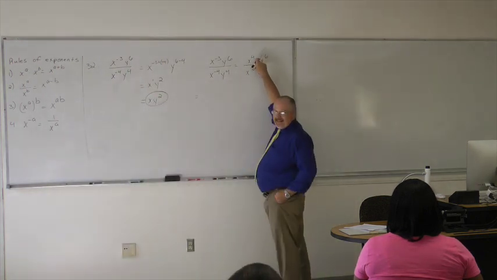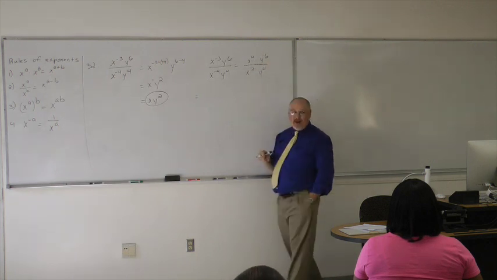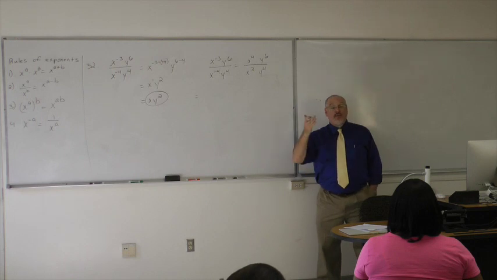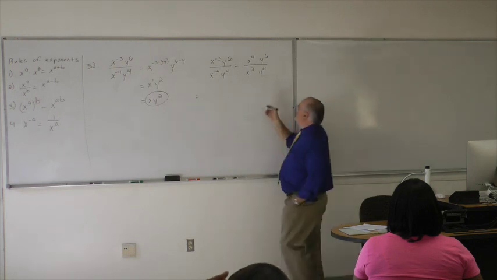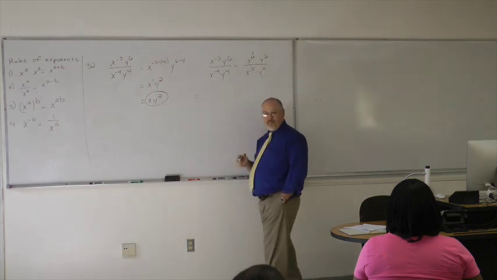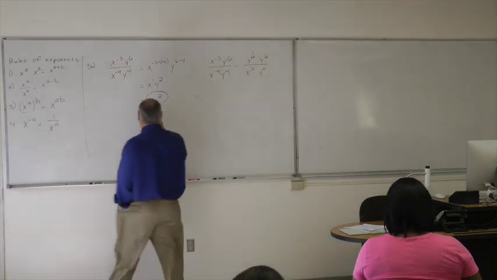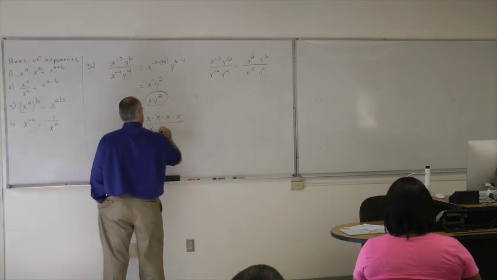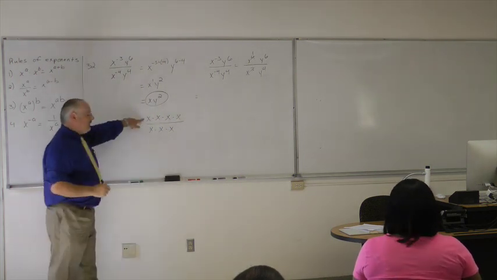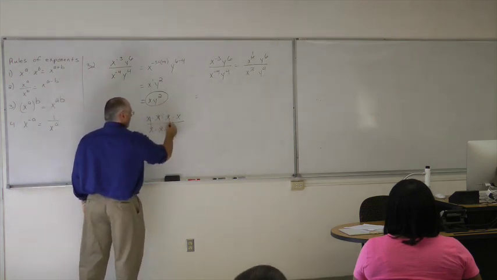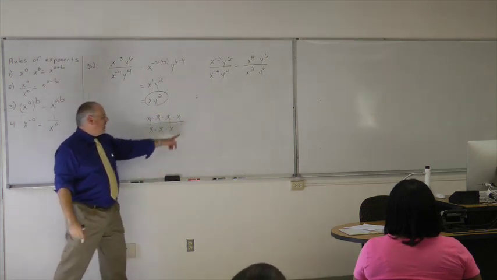If I have 4 x's on the top and 3 x's on the bottom, how many x's can I cancel? 3. I can cancel 3 from 4, leaving how many left? 1. All right, the longhand of that is x to the 4th over x to the 3rd. Cancel, cancel, cancel. And there's 1 left.